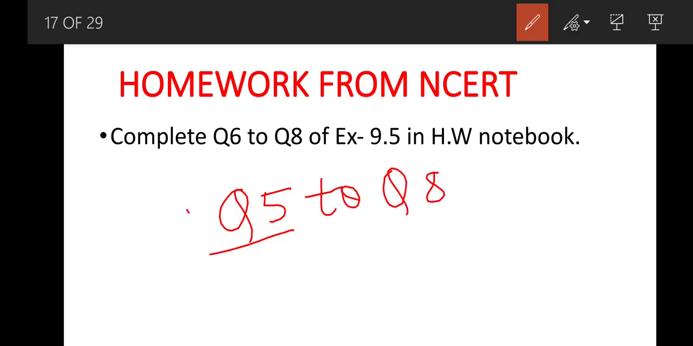Question number 5 I have already discussed in this lecture, and you are supposed to prepare this chapter for the test which will be conducted on Friday. The detail of the test I will be sending on the EdQuark site. So by then you are supposed to complete this exercise till question number 8.